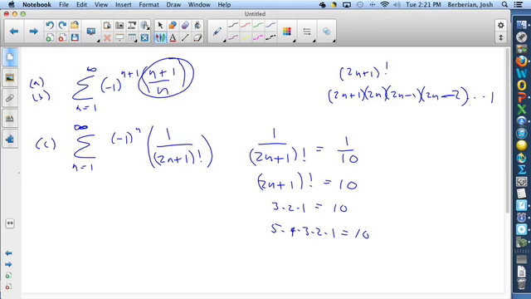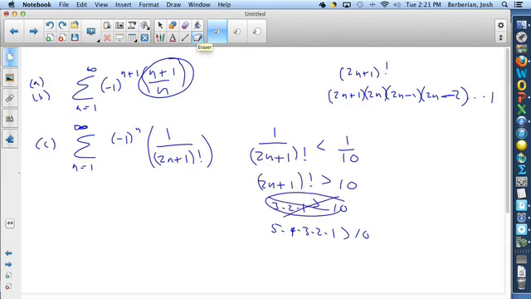And I think what I might say would be this. Let me try that again. I might say, hey, I want this to be less than a tenth, which means I need this to be greater than 10. And this does not get greater than 10. But as soon as I use my second term, I'm greater than 10, which means my second term is less than a tenth. I just need one term to get within a tenth.